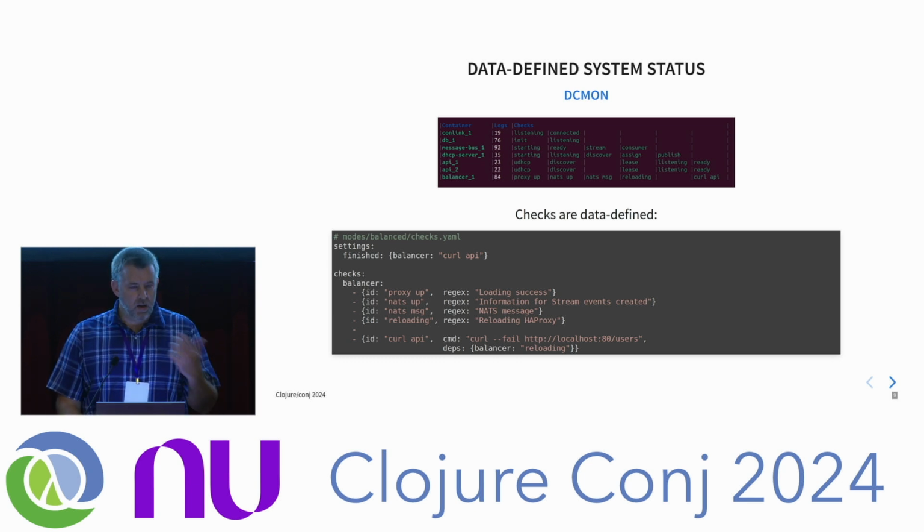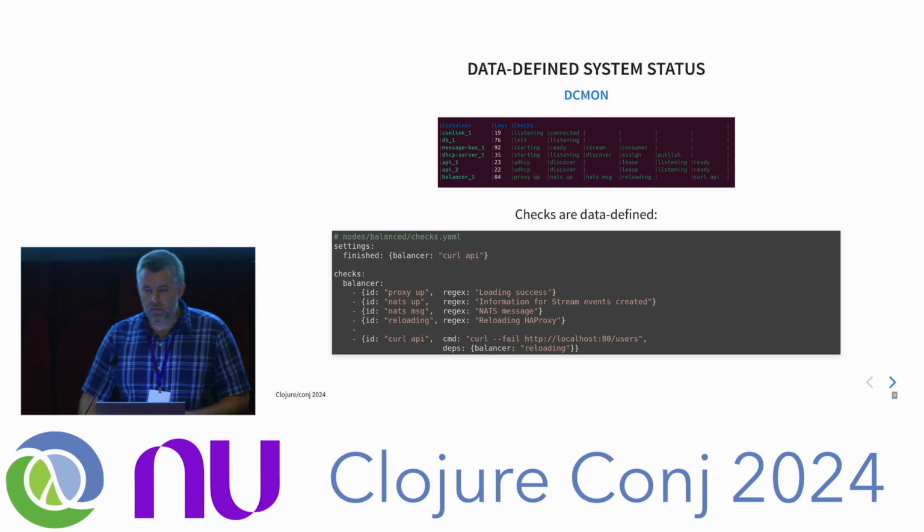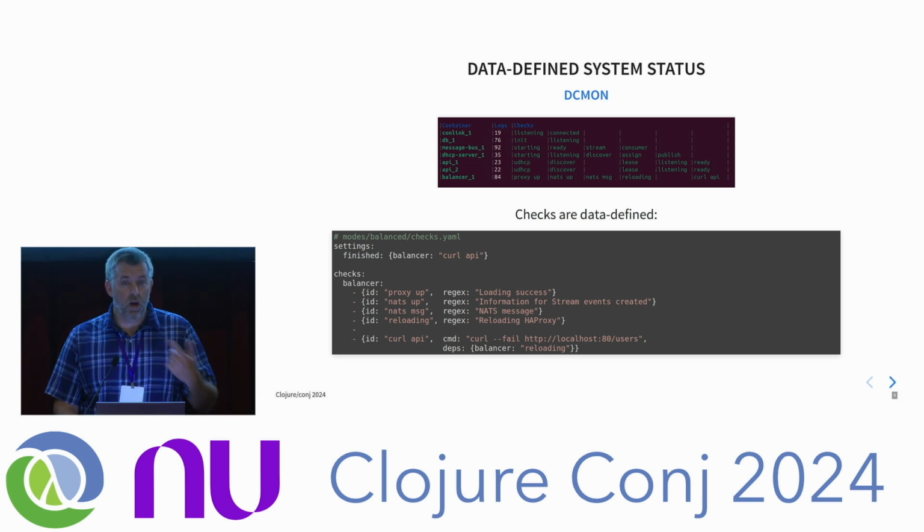And so dcmon sits in that space where it allows you to basically, in a data-defined way, define checks that are going to run, and then you can have a visual display of what the status of the system is. So the top image here shows, if we're using the DHCP configuration and we run dcmon, what it looks like when everything's up. All the checks have turned green. The bottom shows the data-defined checks.